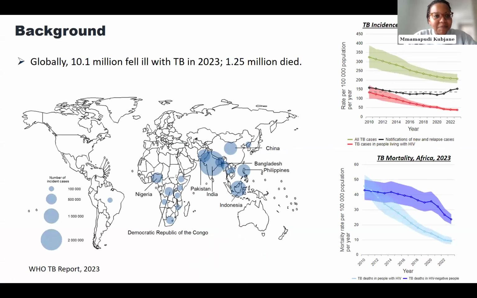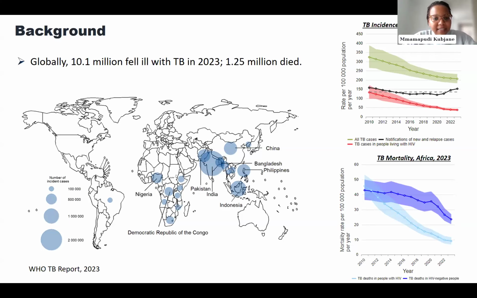I'll just start with giving a background on TB, just to highlight how much it's still a public health challenge and one of the leading causes of deaths globally from infectious disease. Globally, we had about 10 million new people falling ill with TB, and about 1.2 million dying from TB.